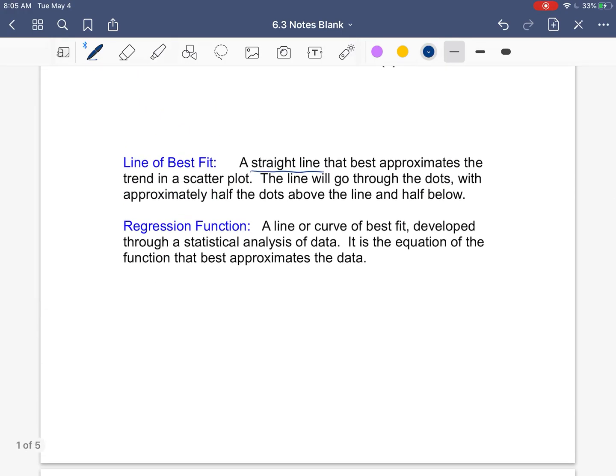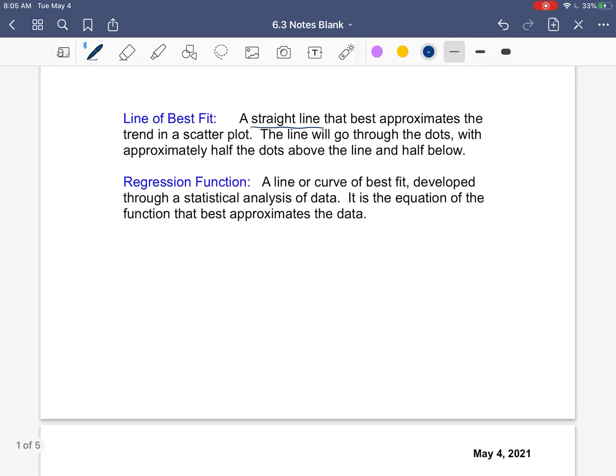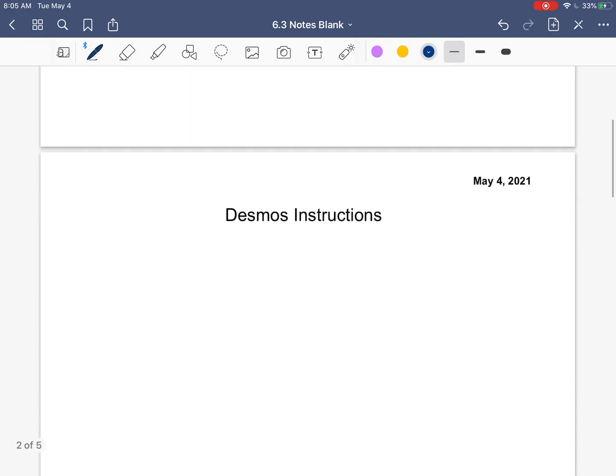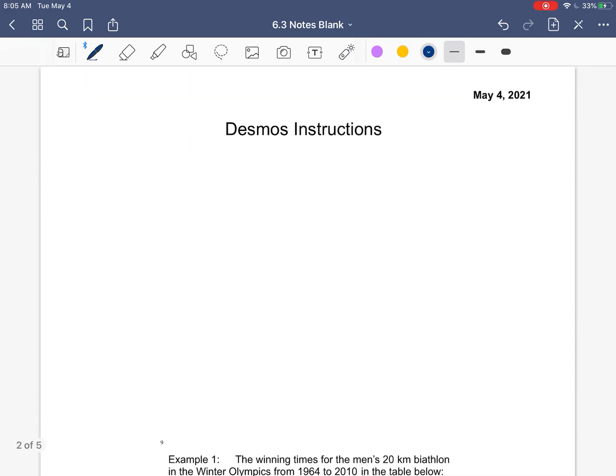So we're going to do lines of best fit. There are multiple types of regression functions, and that's essentially these next 3 chapters we're going to be going through. That's all regression functions. Okay, so we are going to be using Desmos.